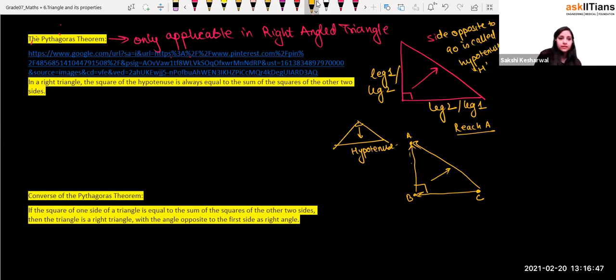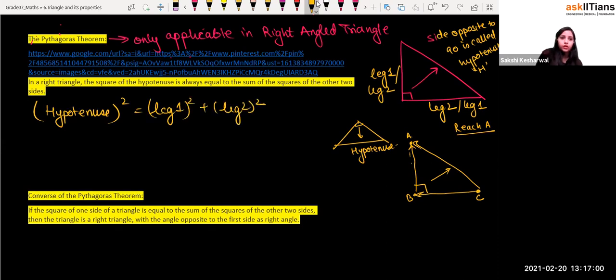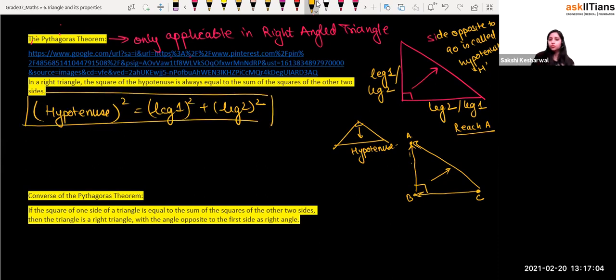So I will write this as hypotenuse square is equal to leg 1 square plus leg 2 square. This is the actual important formula. Many teach leg 1 as perpendicular and leg 2 as the base. Whatever you feel like, anything you can say, but I'll go with leg 1 and leg 2.